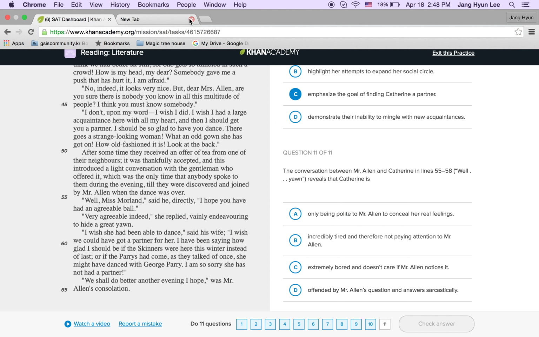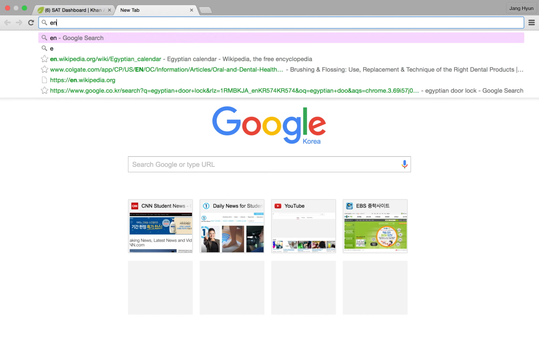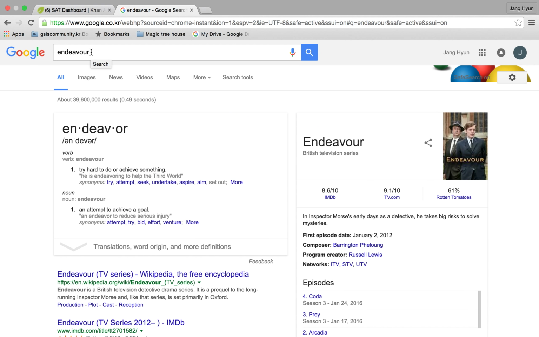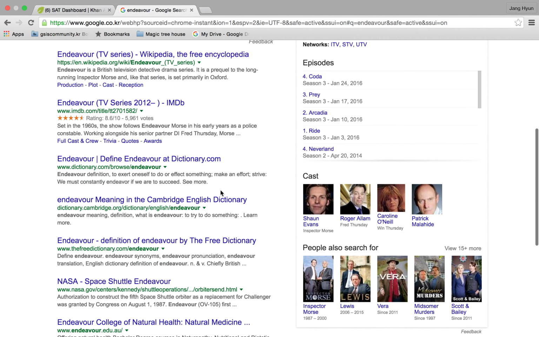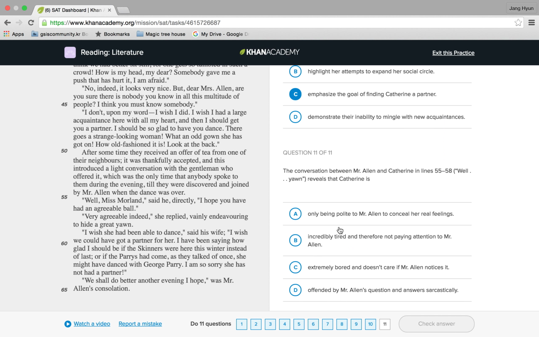What? Endeavor? Oh, yes, we know endeavor. Endeavor is like, keep back. Like, she's trying to hide a great yawn. But she's endeavoring it. Wait, am I sure? Endeavor. Wow, a British television series called Endeavor. But yeah, try hard to do or achieve something. Like, she's trying so hard to hide her great yawn.